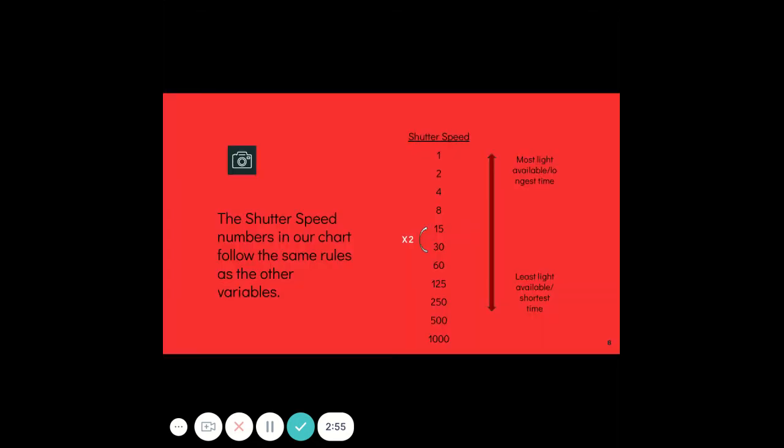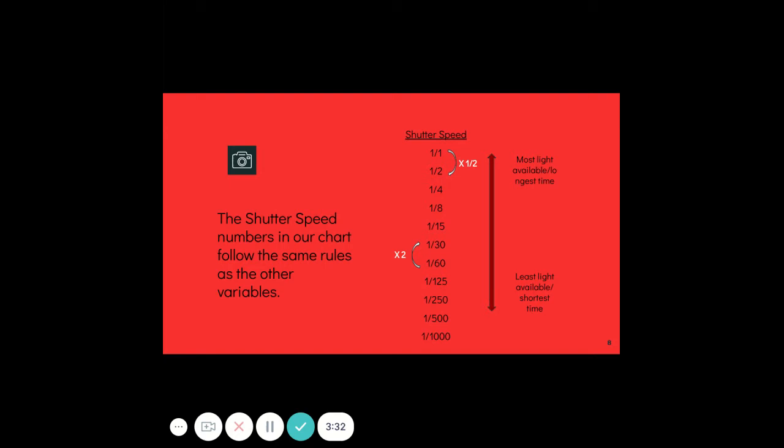When we look more closely at the shutter speed numbers, you can recognize this pattern, that each number as you move down from top to bottom roughly doubles from the one above it. What's interesting is that these shutter speeds are not made up. They are actual fractions of a second, so that 1 is 1 full second and 1000 is 1/1000th of a second, which follows the same rule of reciprocity, and with the most light at the top for the longest time, and the least light available at the shortest time at the bottom.